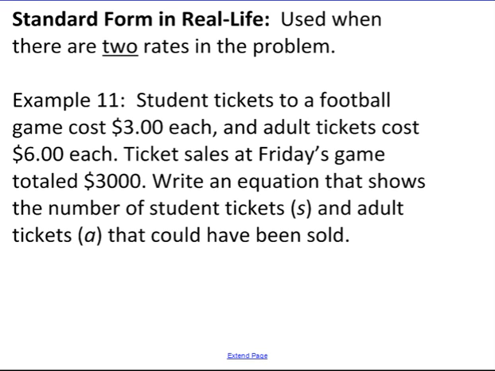When you want to model a situation in real life when you have two rates, that's when you're going to write your equation in standard form. Standard form is for two rates. Student tickets to a football game cost $3 each. When it says each, that means per person. That means it's a rate.